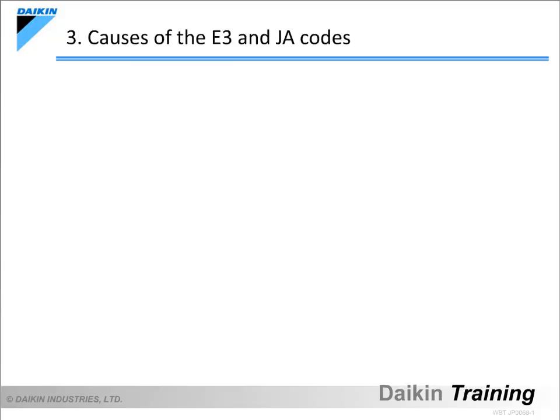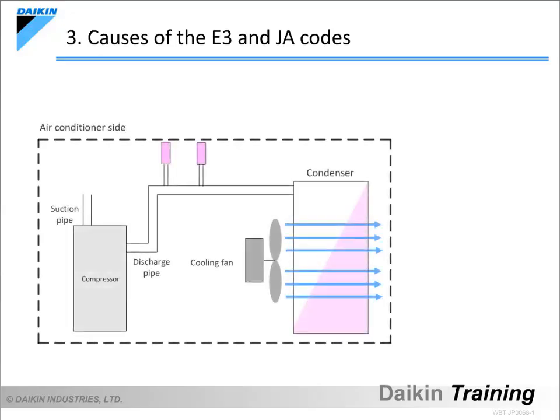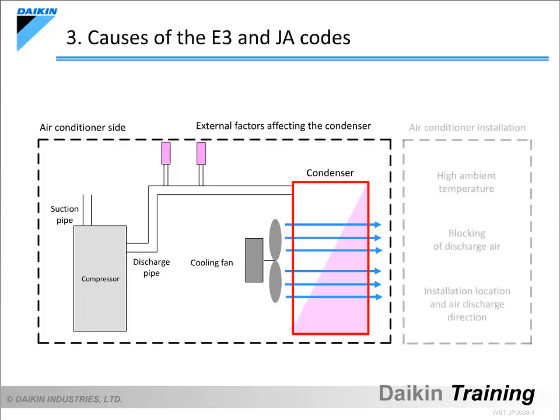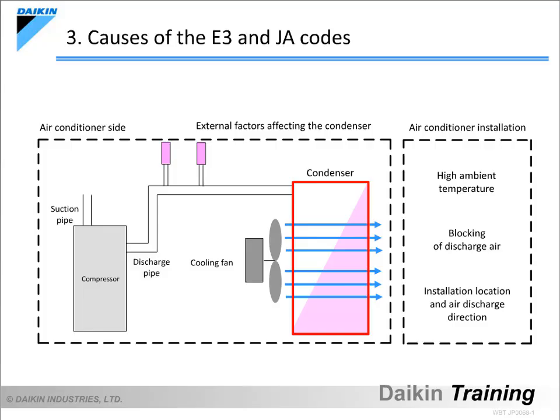Let's now look at the causes as to why the E3 and JA codes appear. There are three primary causes of the E3 and JA codes. The first is related to problems with the air conditioner's internal components. The second one has to do with cases when the passage of air through the condenser is obstructed by an external factor. The third one deals with a rise in the air temperature at the condenser inlet as a result of improper installation. We will now take a detailed look at these causes.